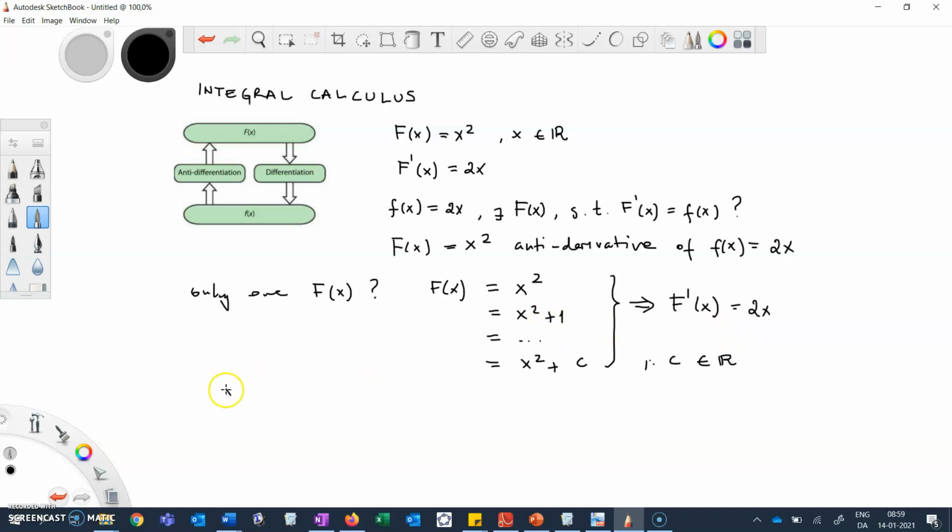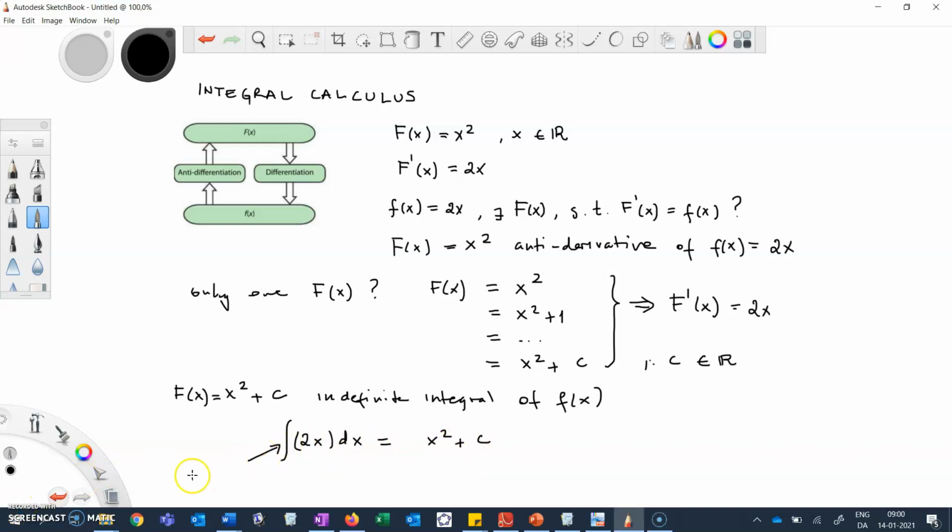Now, we say that x squared plus c, so the function x squared plus c that we call F of x, is the indefinite integral of the function small f of x. And we actually use the notation that is proper of the integral calculus. So the integral of 2x dx is equal to x squared plus c.